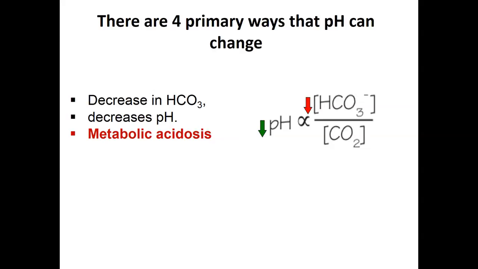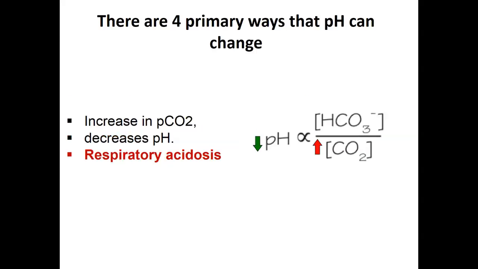Now, when the ratio goes down, the bicarbonate level goes down in reference to carbonic acid, so the pH goes down. And that is called metabolic acidosis. Okay. So now, conversely, just as the bicarbonate can change, the carbonic acid can change also.